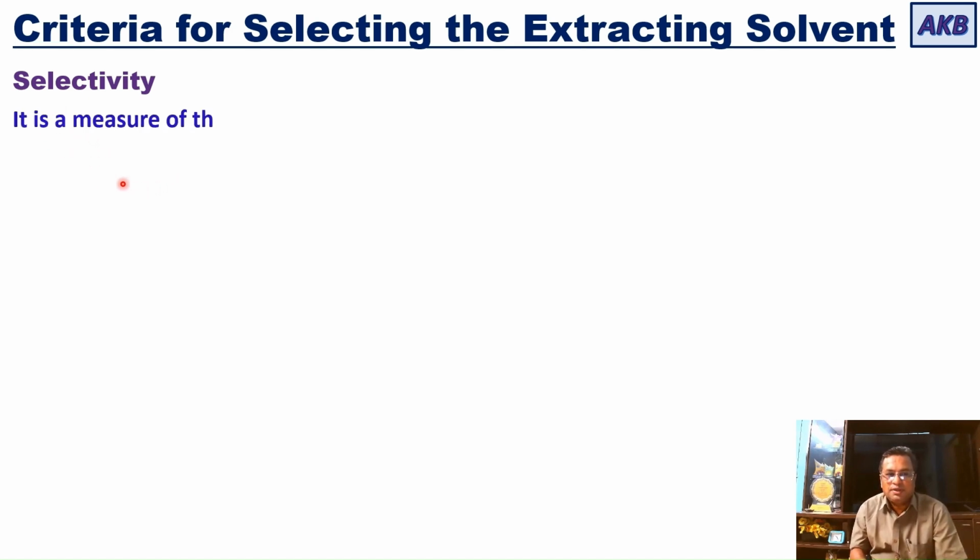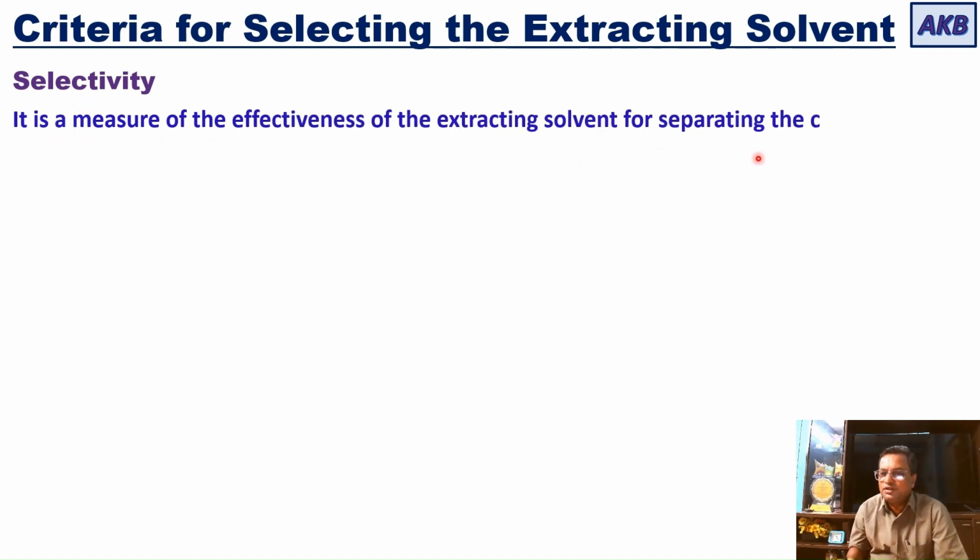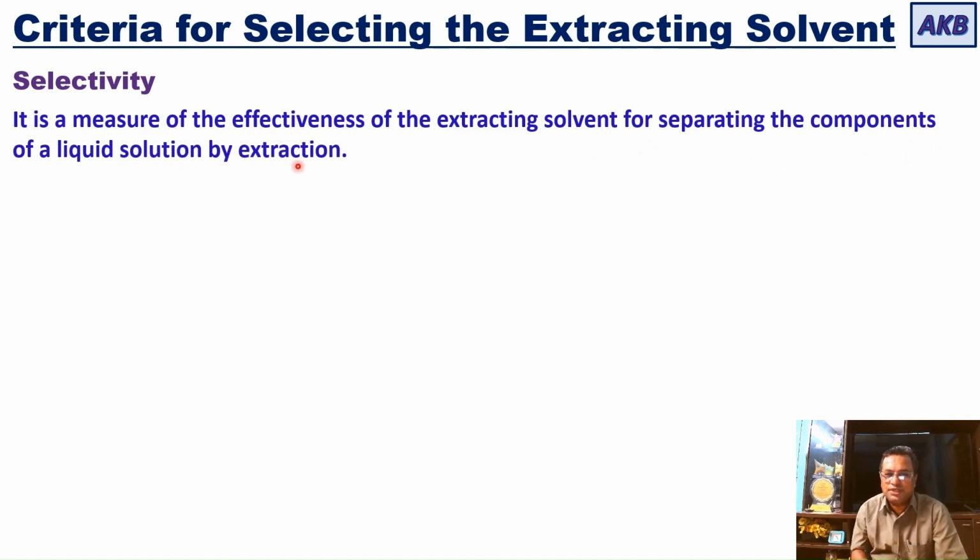Selectivity is a measure of the effectiveness of the extracting solvent for separating the components of a liquid solution by extraction. So selectivity tells you how effective the extracting solvent is in separating the components of the feed solution.